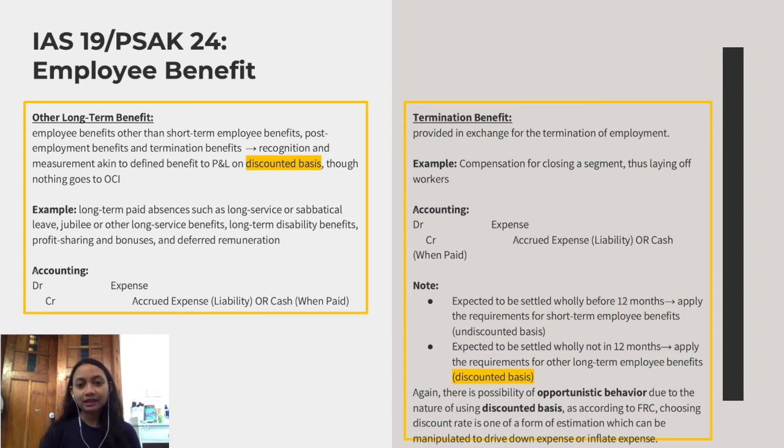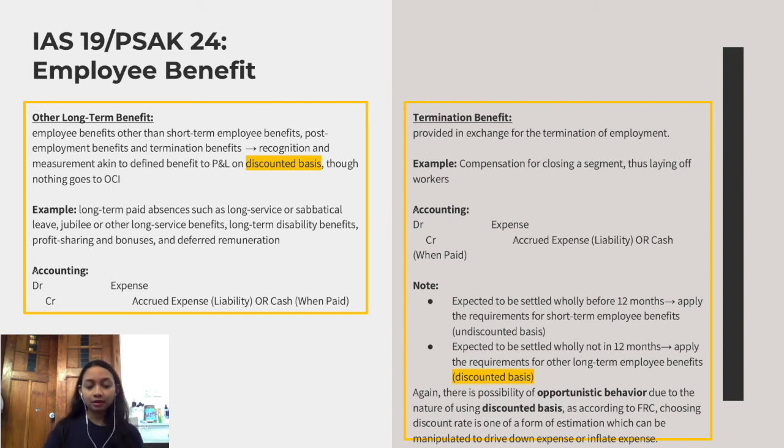And lastly is termination benefit, which is employee benefit provided in exchange for termination of employment. So the example is compensation for closing a segment, thus the company lays off some workers, and the journaling treatment is also the same as previous expenses. However, note when termination benefit is expected to be settled wholly before 12 months, then the recognition applies the requirement for short-term employee benefit, which is on discounted basis.